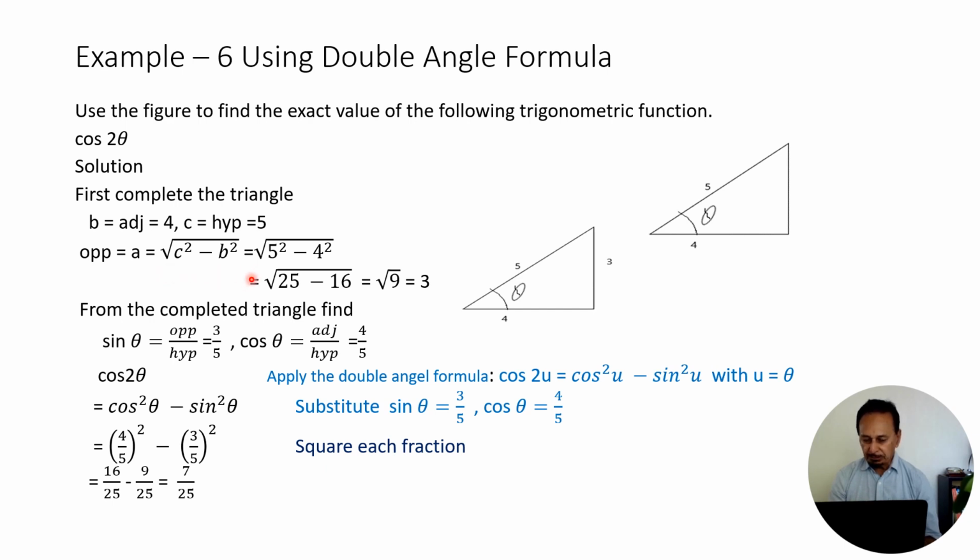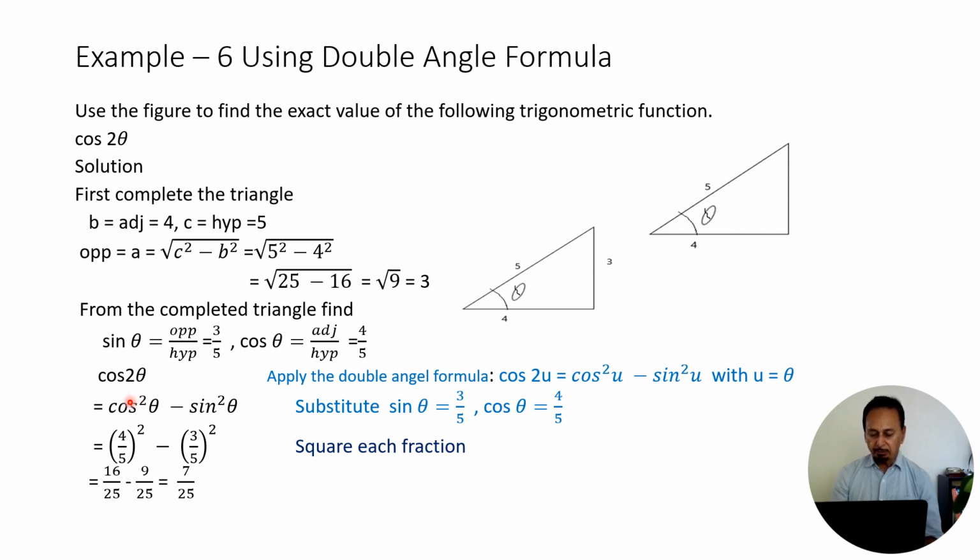Now we substitute C equal to 5, so it becomes 5 squared, and with 4 here, it becomes 4 squared. Now we simplify. 5 squared is 25 and 4 squared is 16, so it becomes the square root of 25 minus 16, which is the square root of 9, which is 3. Now from this completed triangle, we find sine theta, which is opposite over hypotenuse: 3 over 5. Similarly, cosine theta is adjacent over hypotenuse, which is 4/5.